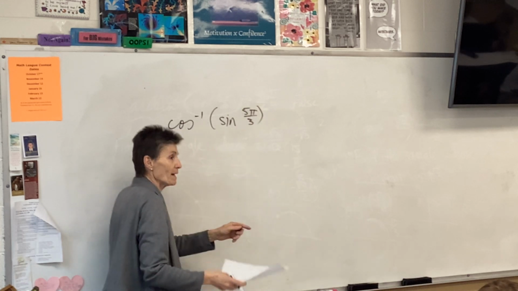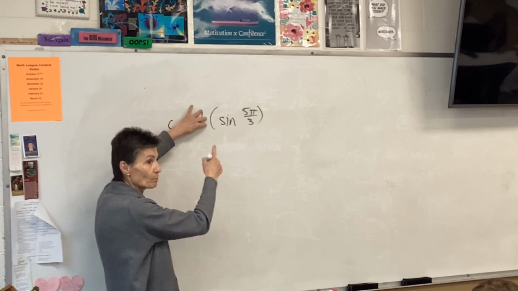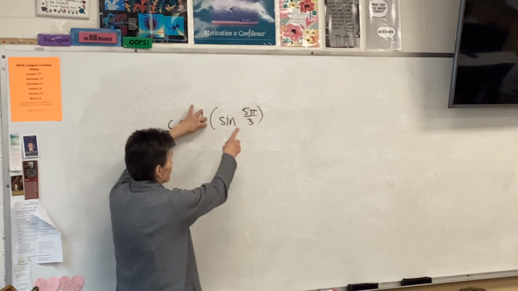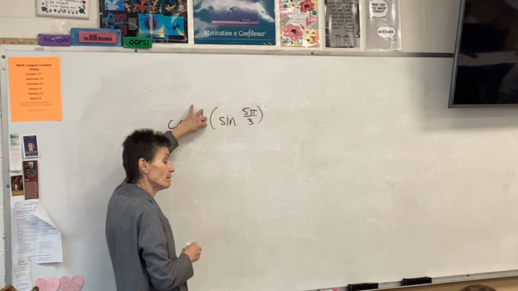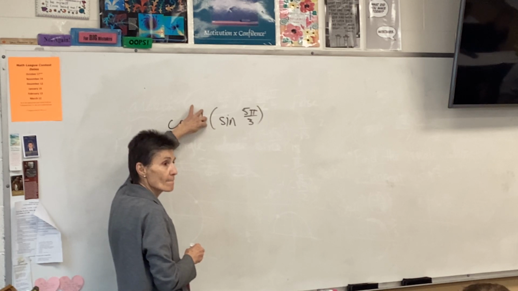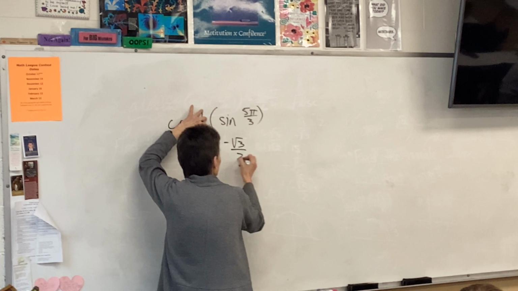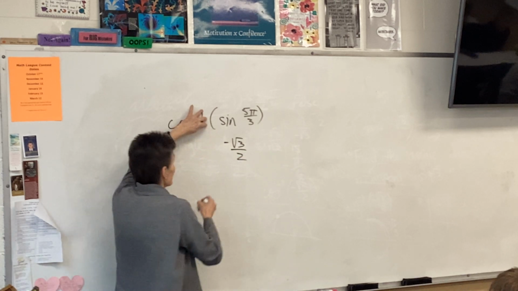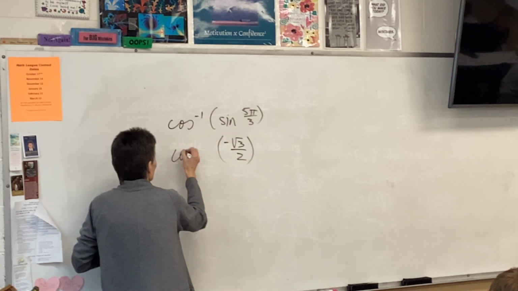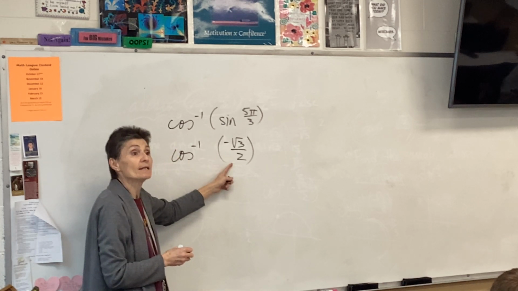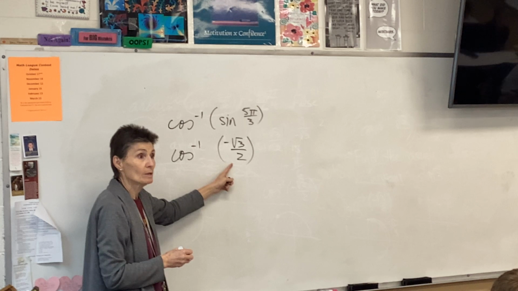Just like in all mathematics, I hope you started in the parentheses. What's the sine of 5 pi over 3? Negative root 3 over 2. Are we in agreement with that? So the question says, find the angle whose cosine is negative root 3 over 2.